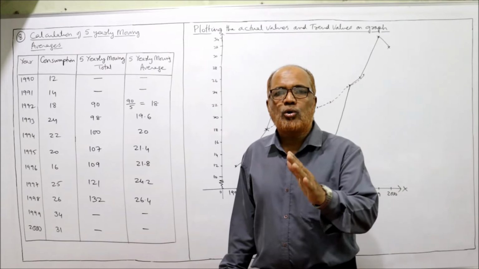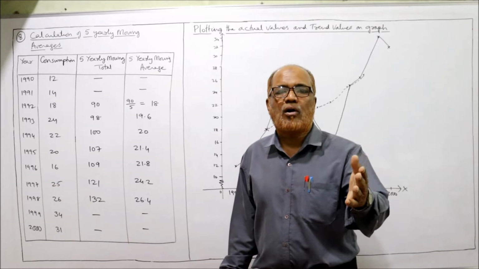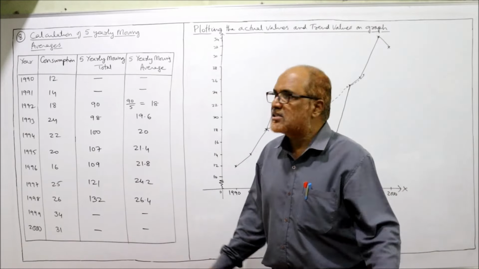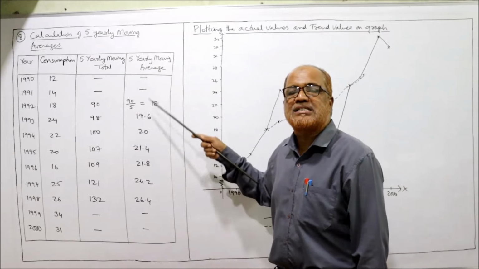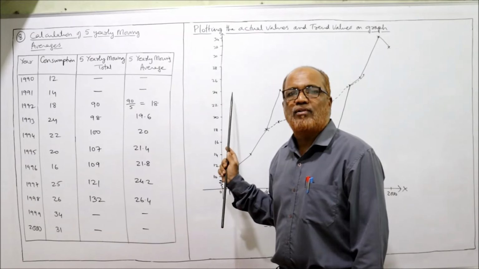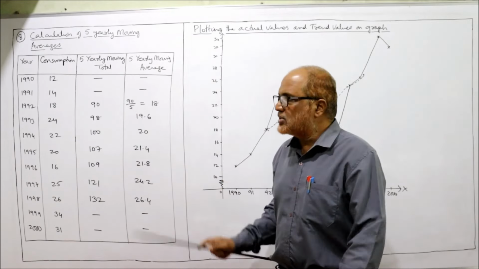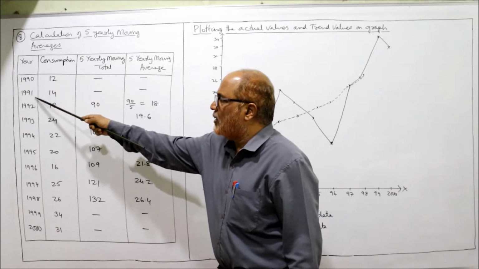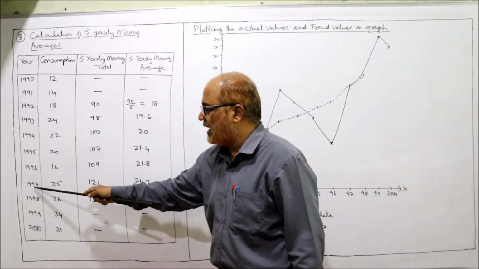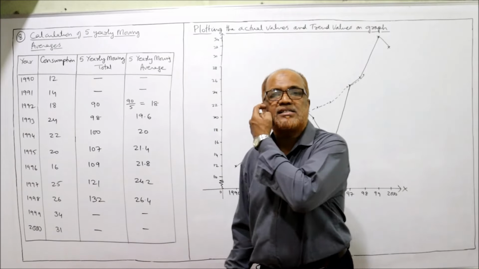Now it is asking you to plot the points on the graph paper. Which points? Actual points as well as trend values. Both the points we will draw on the graph. Now see here. How many years data is given? 1, 2, 3, 4, 5, 6, 7, 8, 9, 10, 11. 11 years data is given.